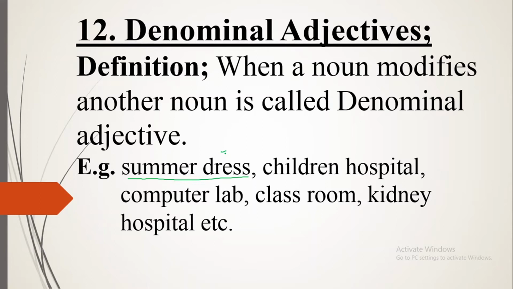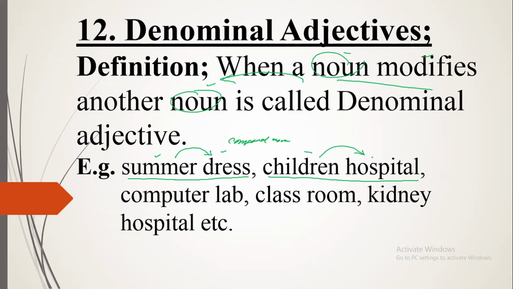But here there is one condition, that there must be two nouns. Why? Because one noun modifies another noun. So the first noun, which is modifying the other noun, is called an adjective, and it is called which adjective? Denominal adjective. See, summer is adding something in the meaning of dress. Completely, it is called a compound noun. And when the first noun is modifying the second one, the first one is called the modifier, so you will call it a denominal adjective.